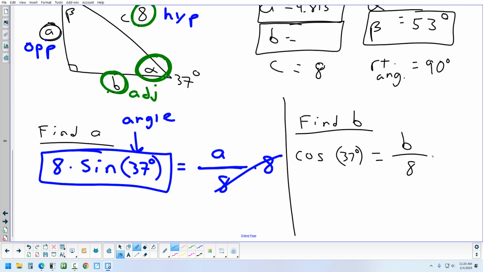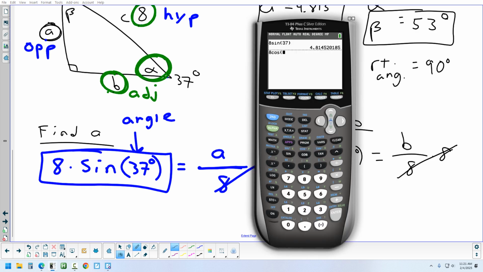Pretty much the same as the last one in terms of the setup. Multiply each side by 8, and the answer is 8 cosine 37. Okay, so it should be about 6.389.